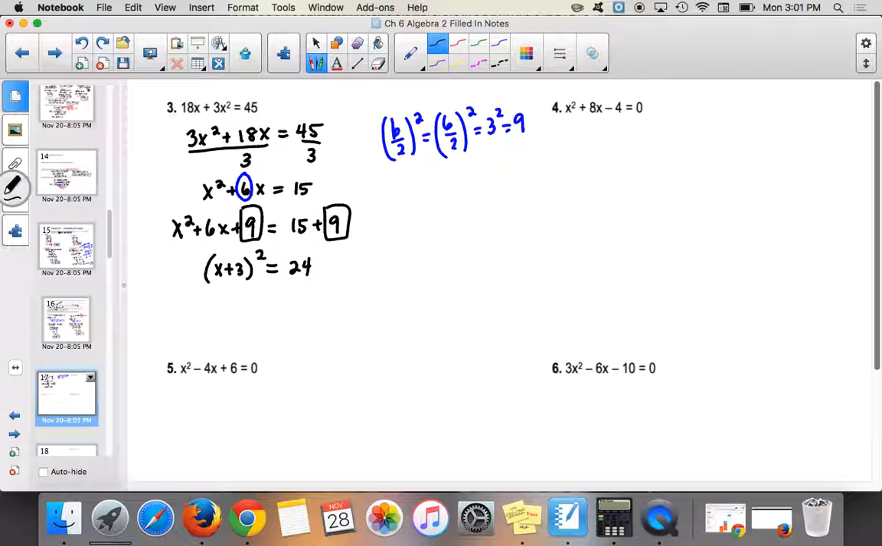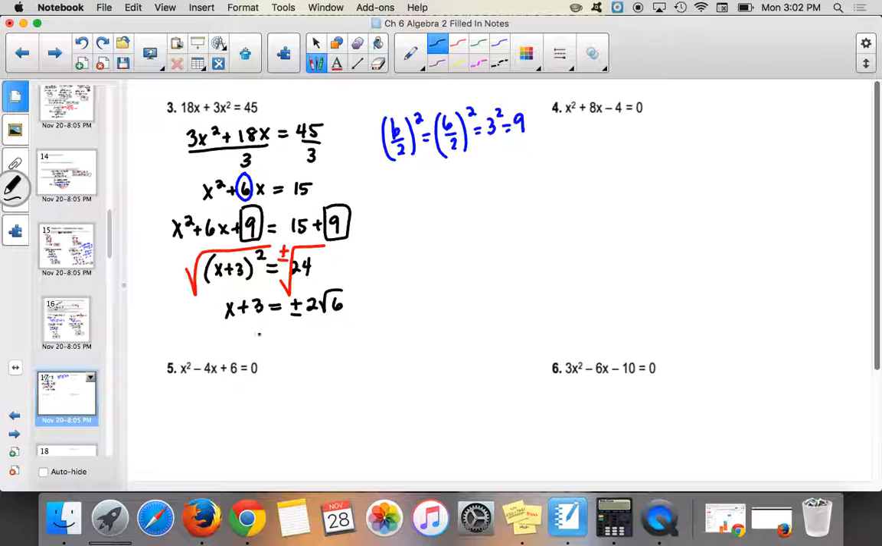So I have something squared equals a number, so I can take the square root of both sides. Square root, plus or minus. So I get x plus 3 equals plus or minus the square root of 24. So how do I simplify square root of 24? 2 root 6. You guys are on it today. All right, so 2 root 6.